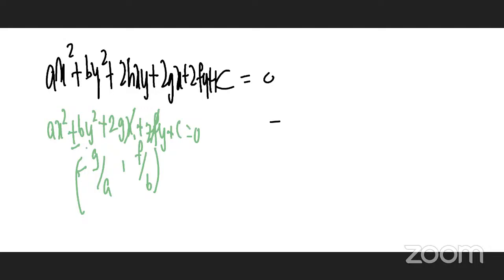Instead of giving this equation, if they give this equation and tell us to delete the first order terms, then our origin has to be shifted to minus g by a comma minus f by b. Please write it somewhere. All these things are important points we will use to solve the problems.